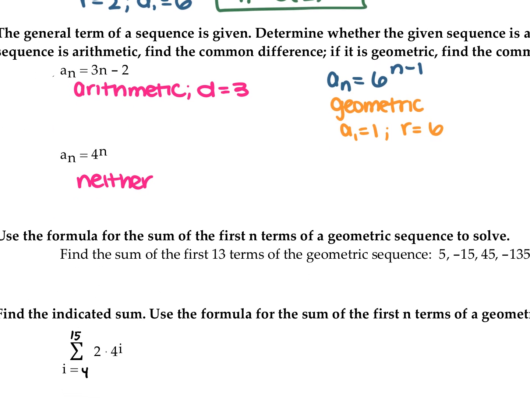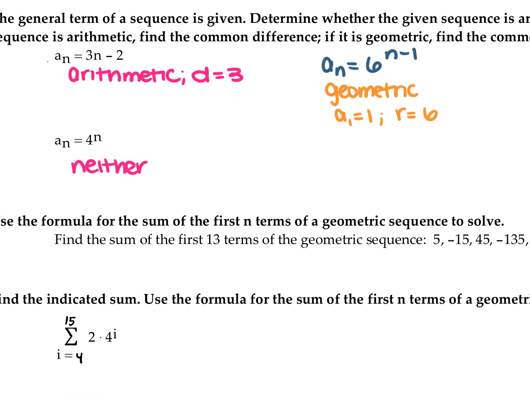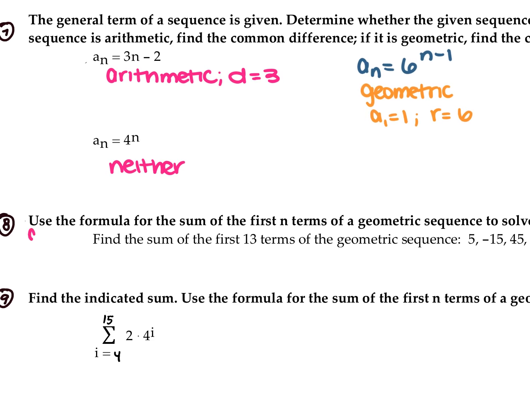For number 8, you are finding the sum of the first 13 terms in the geometric sequence 5, negative 15, 45, negative 135, 405. Your first term, a sub 1, is 5. Your common ratio: 5 times negative 3 is negative 15, times negative 3 is 45, and so on. So r is negative 3. You could find n by doing top minus bottom, which we don't have. It would just be 13 minus 1 plus 1, so n is equal to 13.